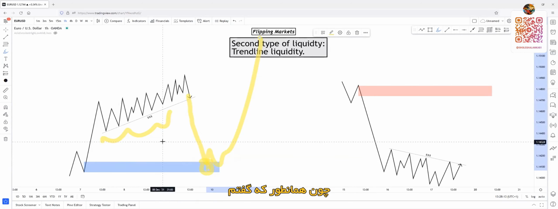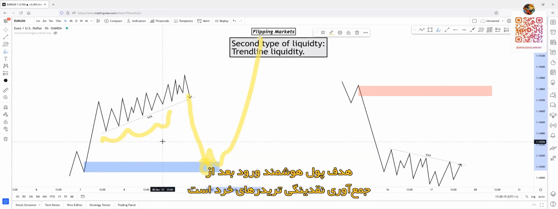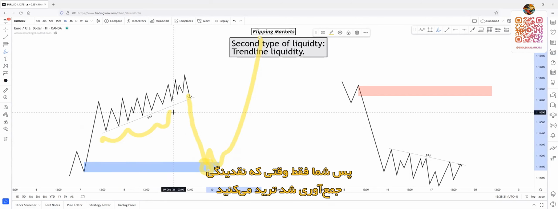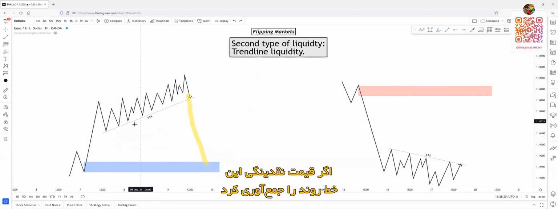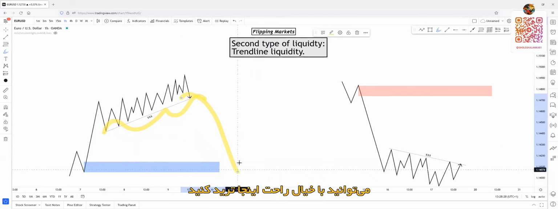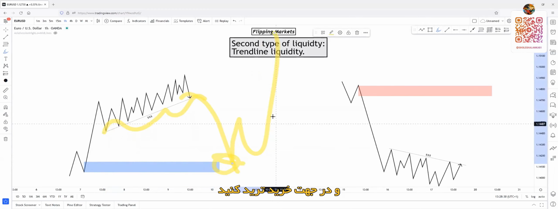Because as I said, the main purpose of smart money is to enter only after the liquidity has been swept on the retail side. So you only want to enter if you know that the liquidity has been collected. If price sweeps this liquidity trend line, you can happily trade here and enter on the long side of the market.